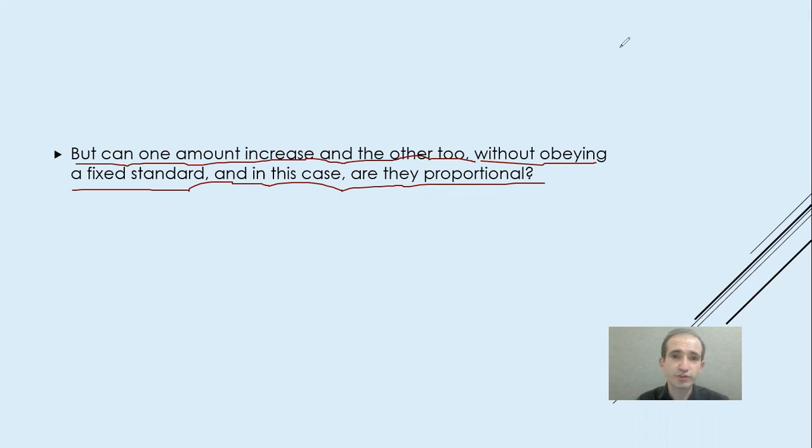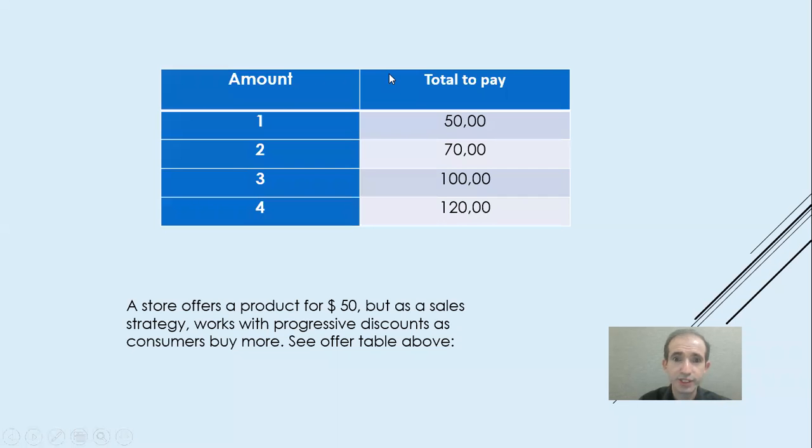Let's move on to the next slide. And then the last example. Here we have the last example. It's a very important example because we are going to analyze if they are proportional. In this case, we are going to see the difference between this last one and the first examples. We have here amount, we have total to pay, we have the situation.